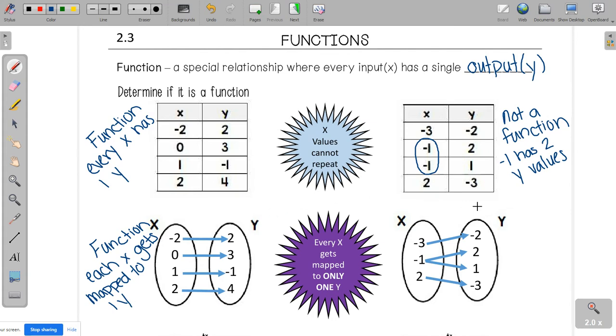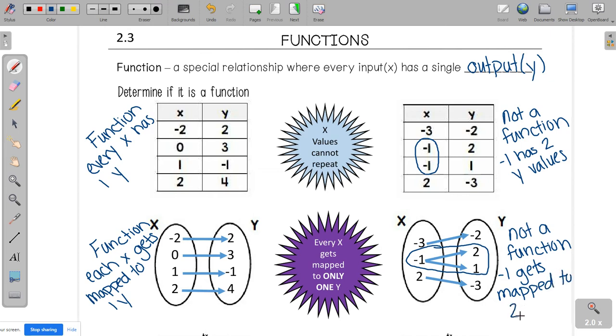Now let's look at the next example. We have -3 gets mapped to -2, -1 gets mapped to 2, and it also gets mapped to 1. 2 gets mapped to -3. We have this -1 being mapped to two different y's, so that is not a function. So -1 gets mapped to 2 and 1, so that is not a function.